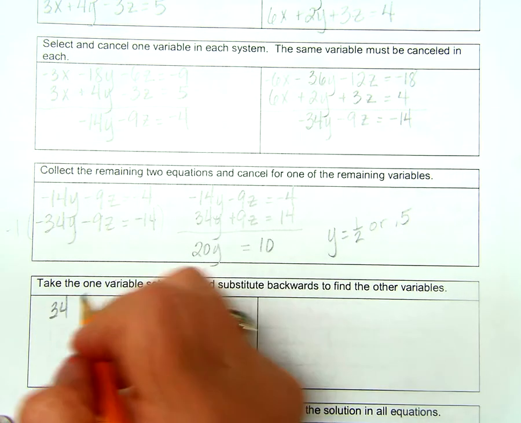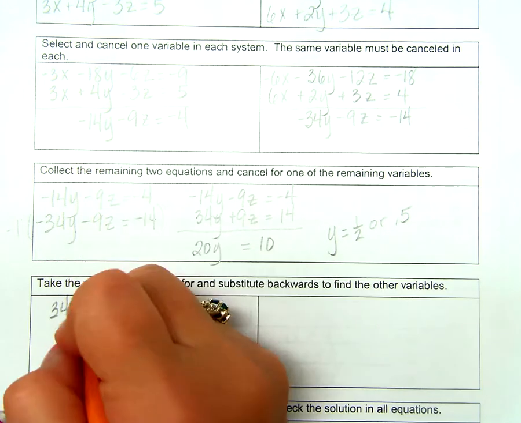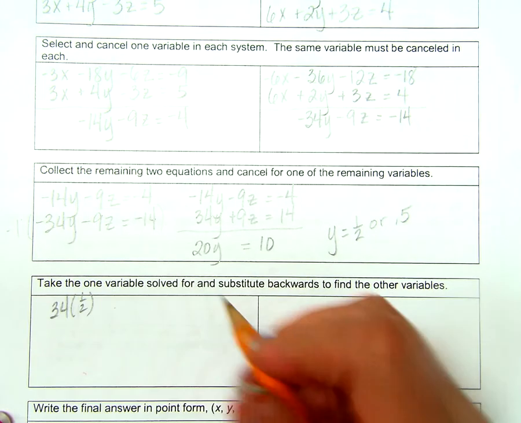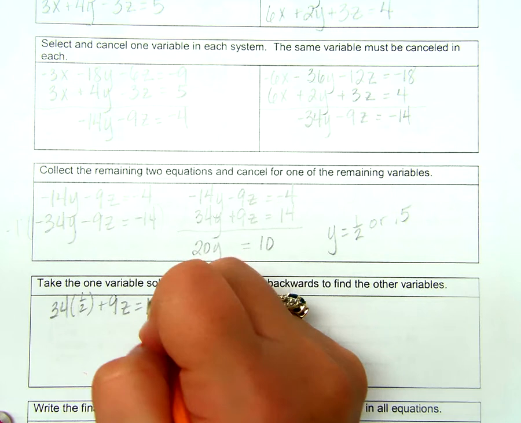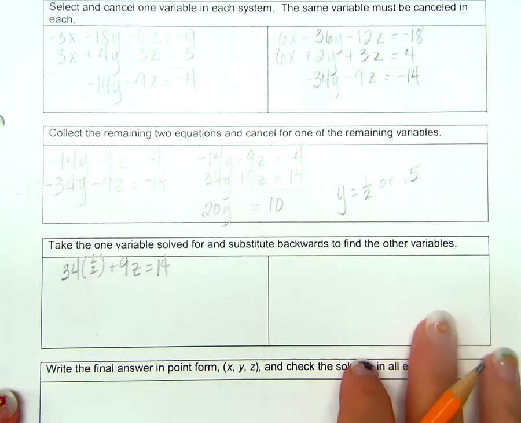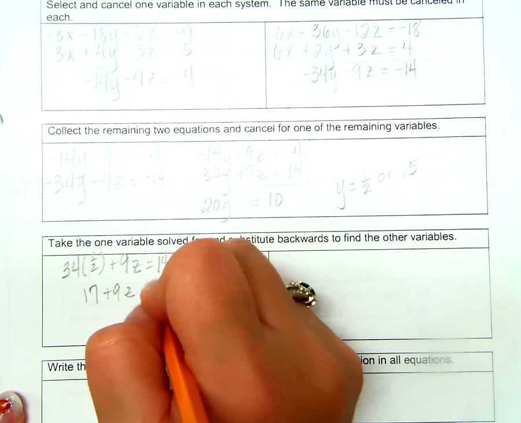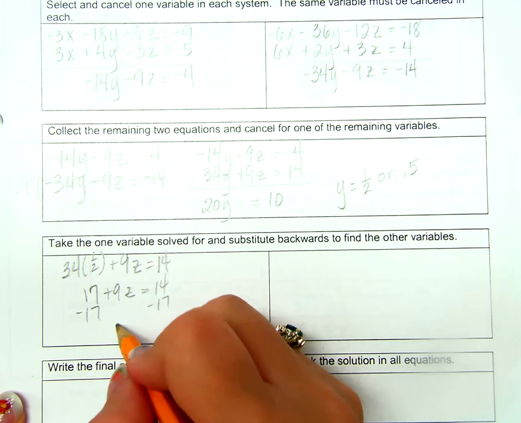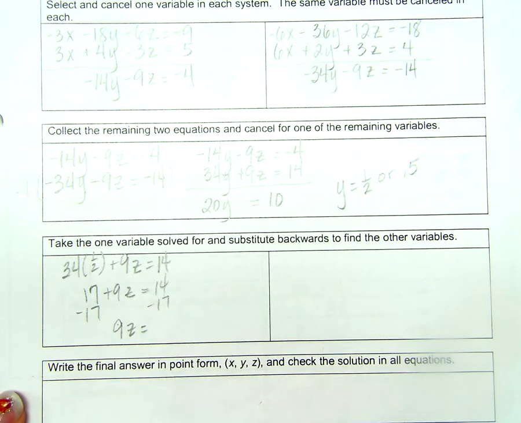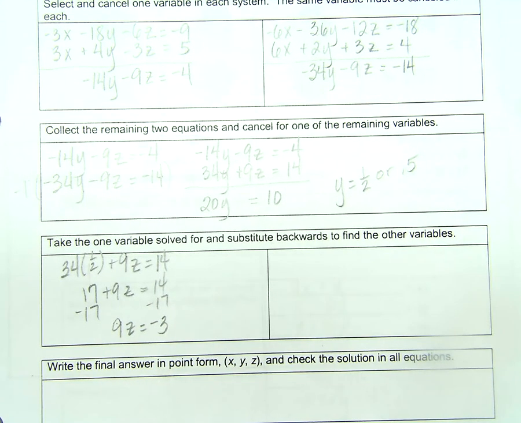34y, oh, I know what y is. Times a half. Plus 9z equals 14. What's half of 34? 17 plus 9z equals 14. And if I subtract 17 from both sides, I get 9z equals negative 3. What's z equal?